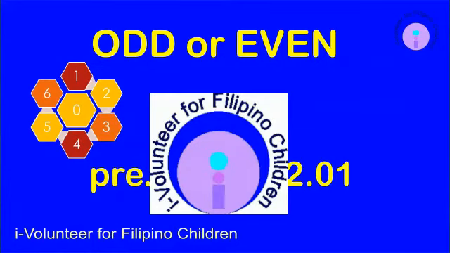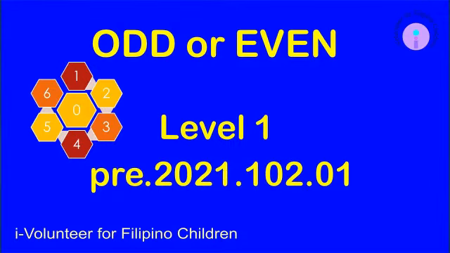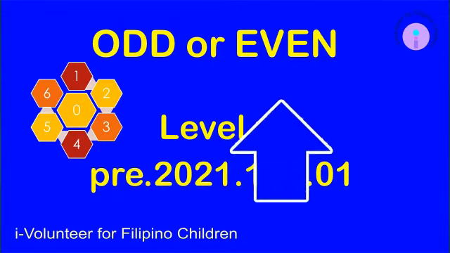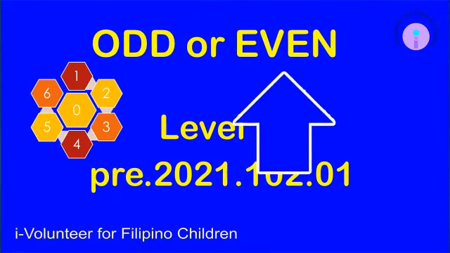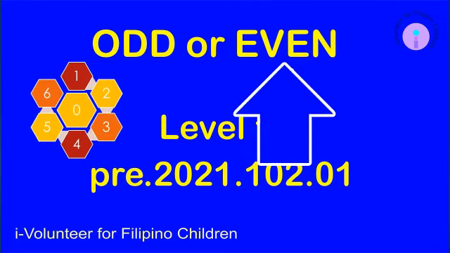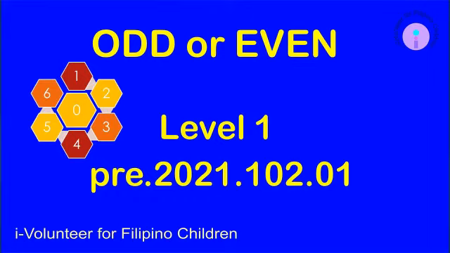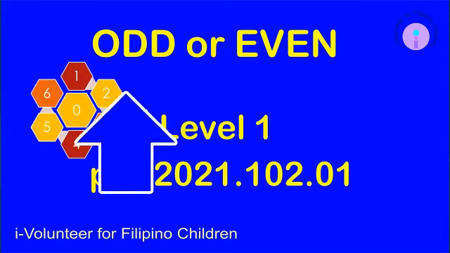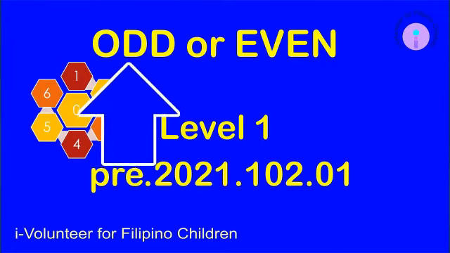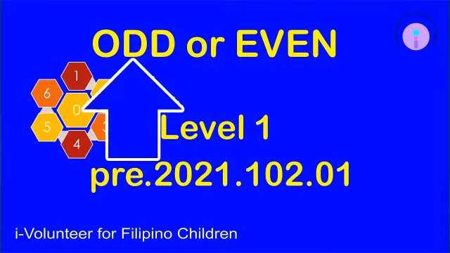Our topic for today is about odd or even. An even number is a number which is divisible by 2 and has a remainder of 0. 0, by the way, is considered an even number. On the other hand, an odd number is a number that is not divisible by 2. Hence, it has a remainder.